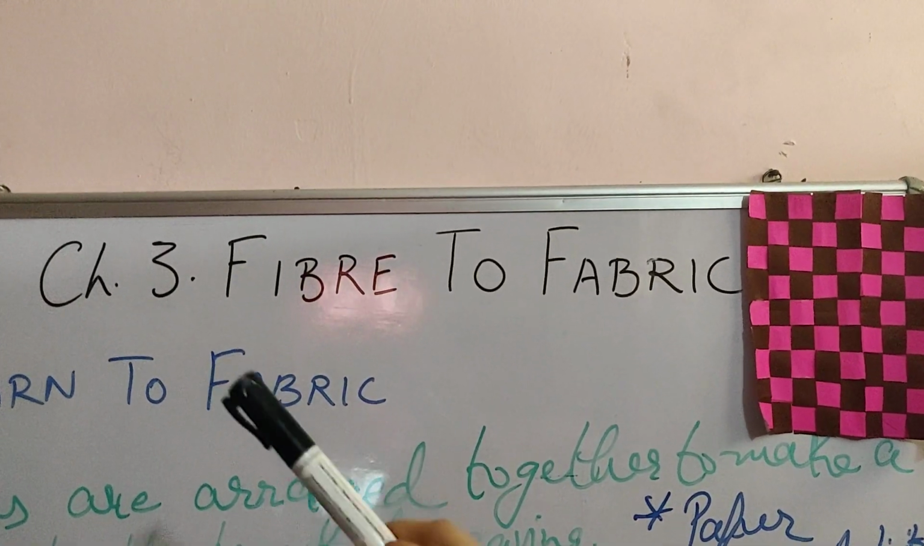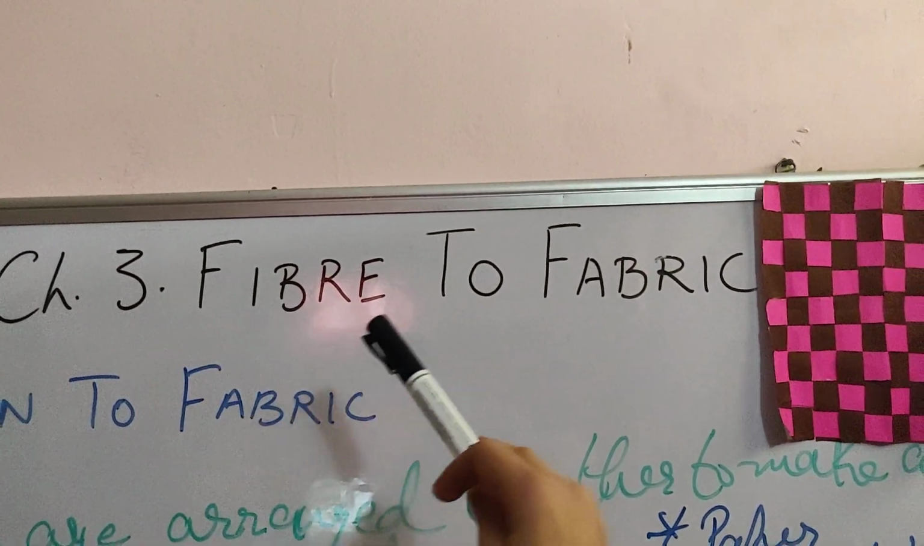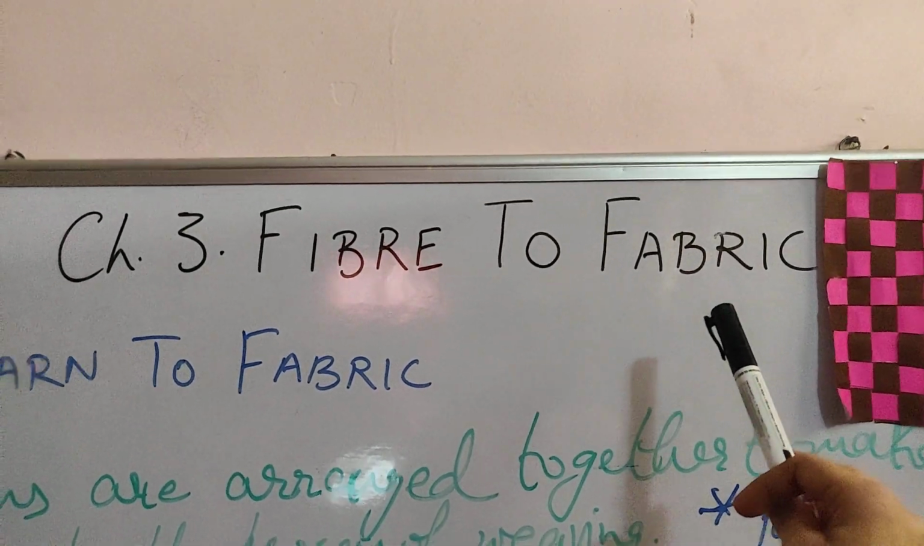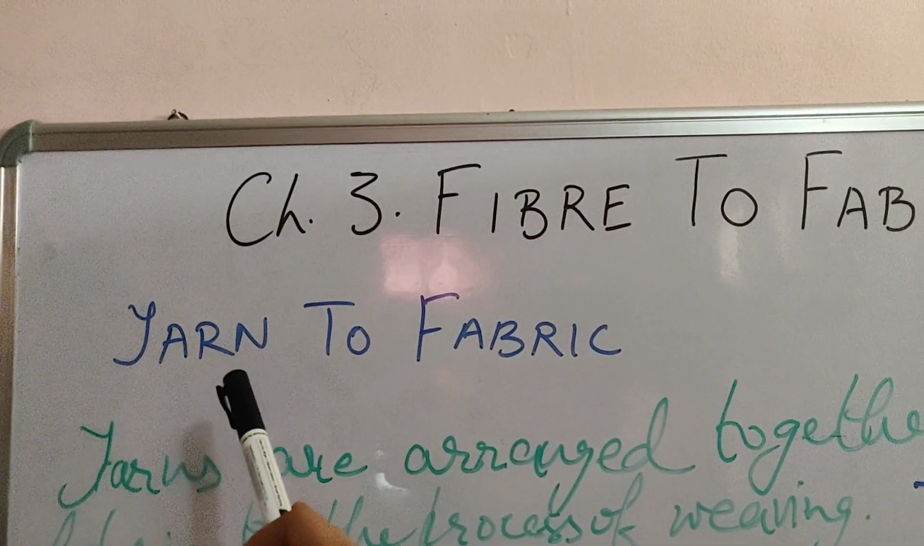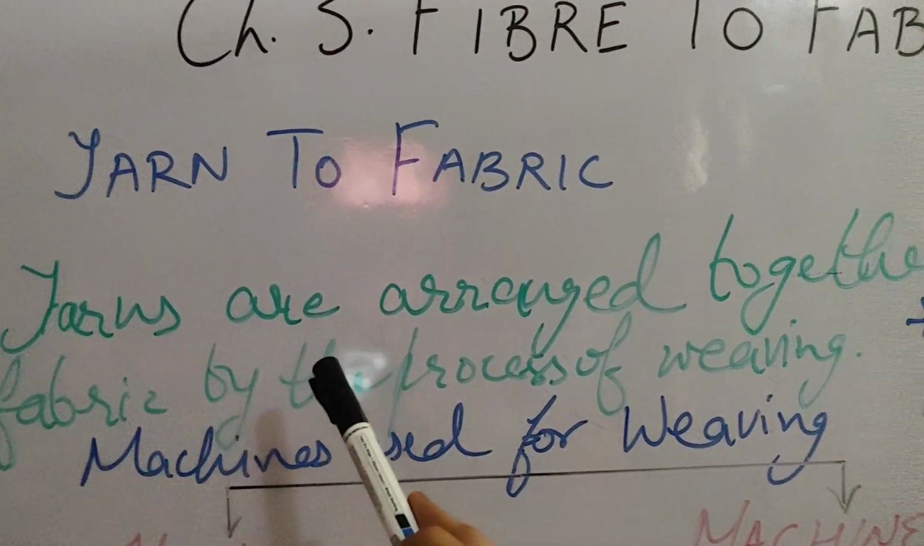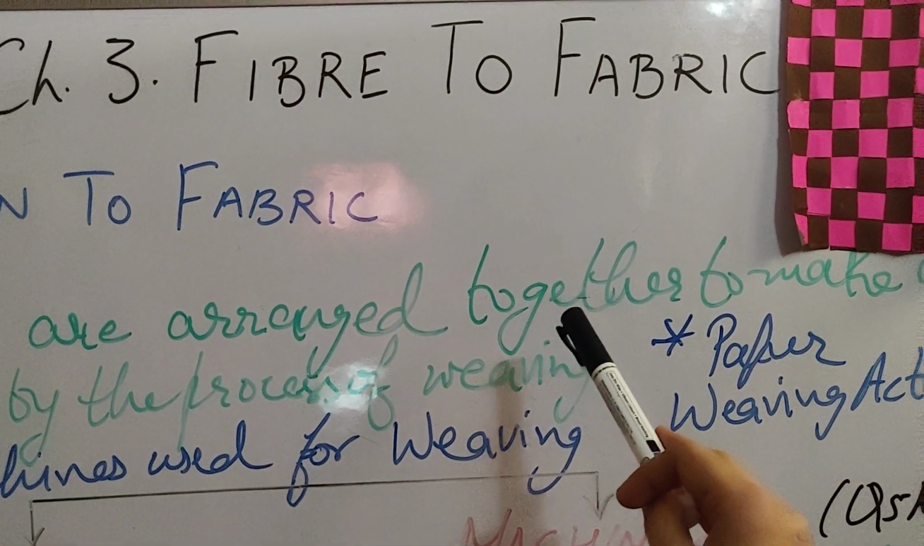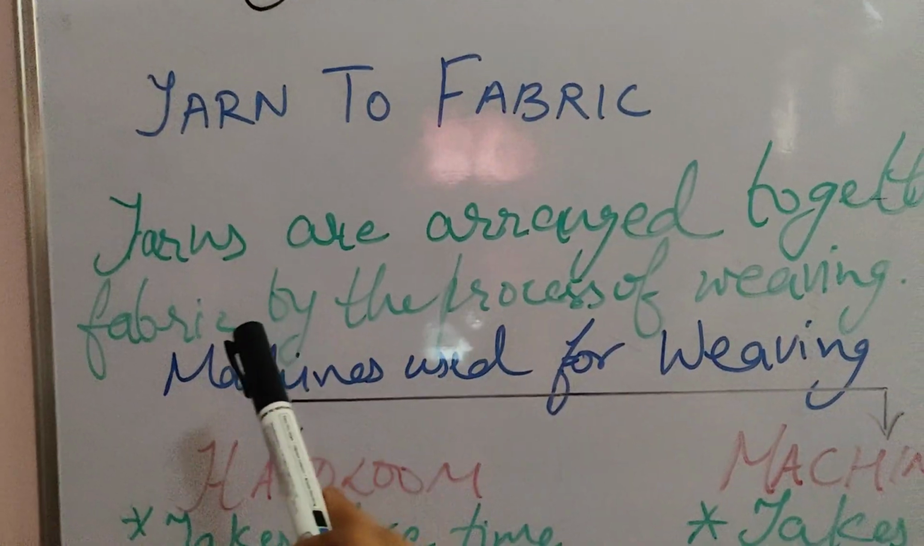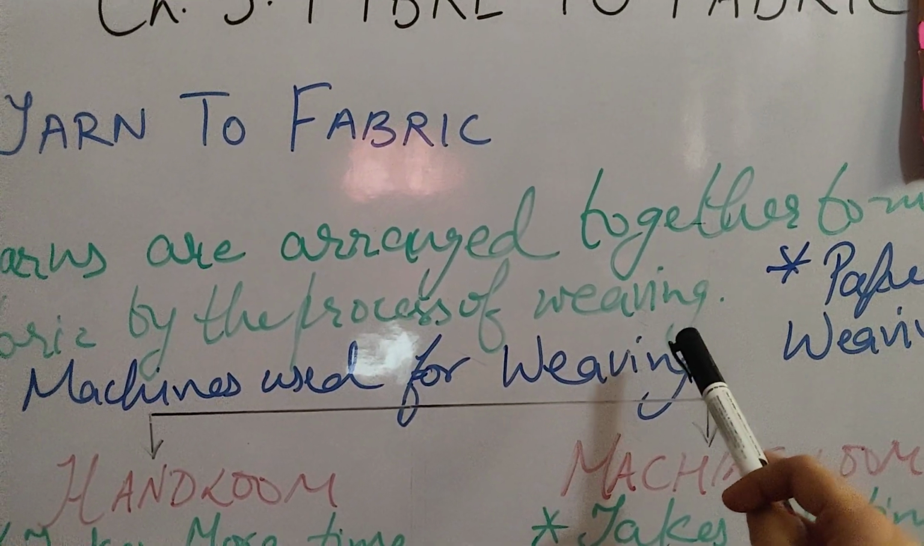Hello students, today we are studying chapter 3, Fiber to Fabric. In this chapter we are going to study how yarn is converted to fabric. Yarns are arranged together to make a fabric by the process of weaving.